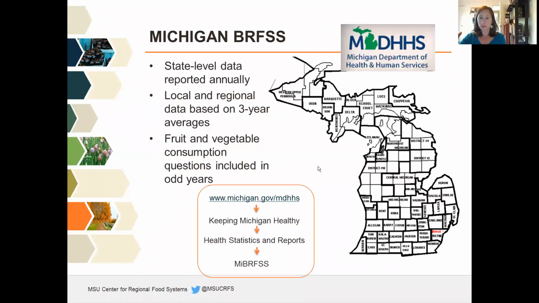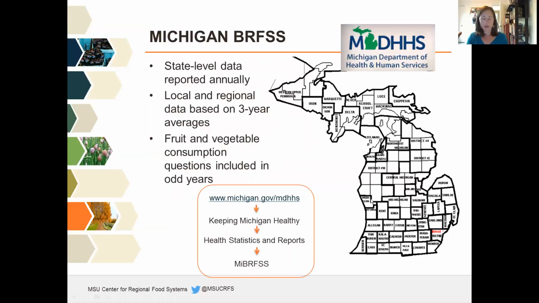The Michigan BRFSS specifically is implemented by the Michigan Department of Health and Human Services, and you can find all of their reports on their website. That orange box tells you the navigation steps to get there. Again, it's reported annually at the state level, and they also report at local and regional levels, and depending on the population of the county, you might get county-specific data, or it might be aggregated with other counties in the area. So you can see a little bit from that map on the right of the slide whether or not your county would be reported individually. Like district number 10, for example, is a 10-county area.